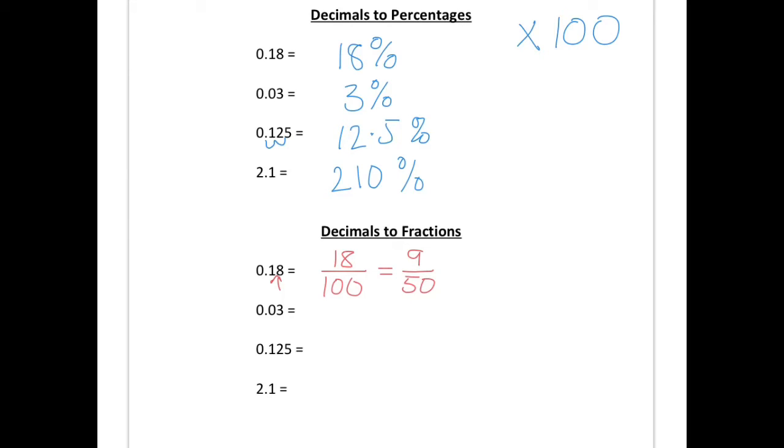In this second one, again the 3 is in the hundredths column. So this is just 3 hundredths. And that doesn't cancel down anymore. We just leave it as it is.